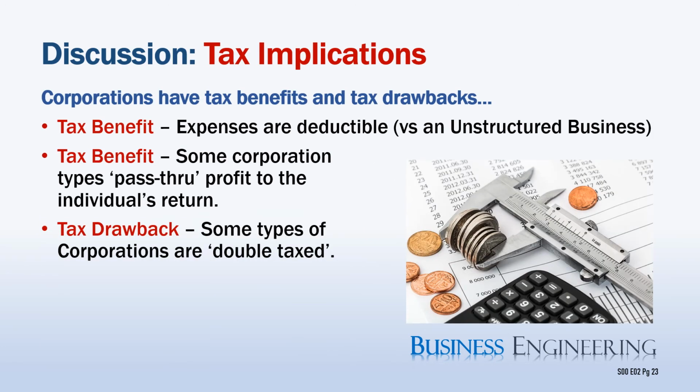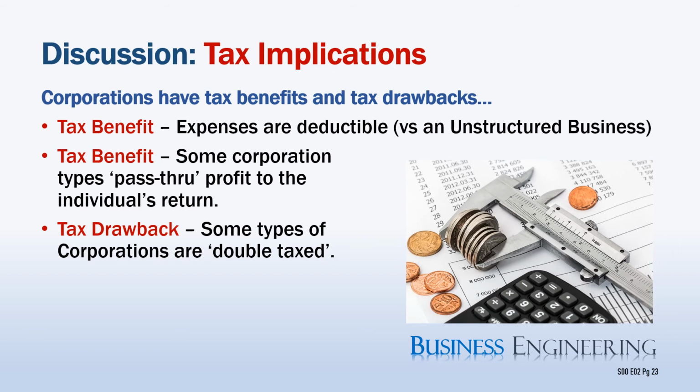Different types of corporations have different types of tax benefits and tax drawbacks. A significant tax benefit of an LLC or LLP over a sole proprietorship or general partnership is that all business expenses are deductible prior to the profit line. Another LLC, PLC, and smaller S corporation benefit is that the profit from the corporation passes through directly to the individual's return, alleviating the need for a corporate tax return, and the tax is paid at the individual's tax rate.